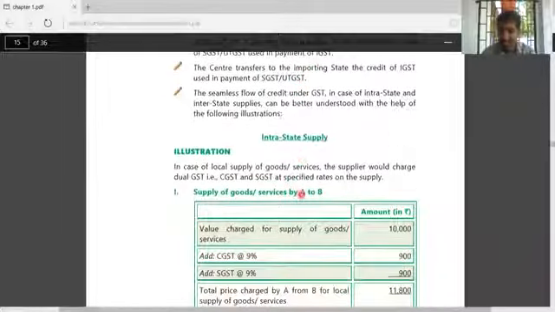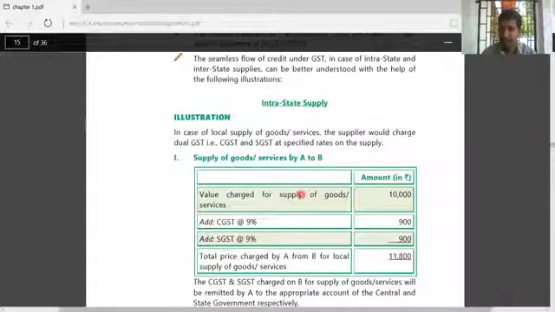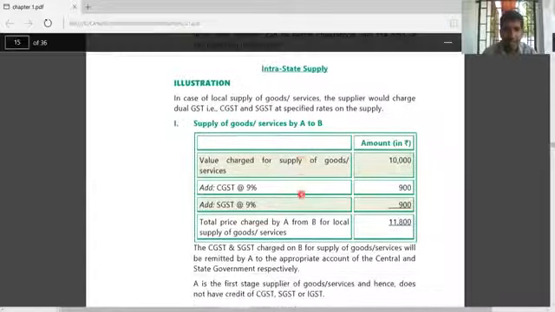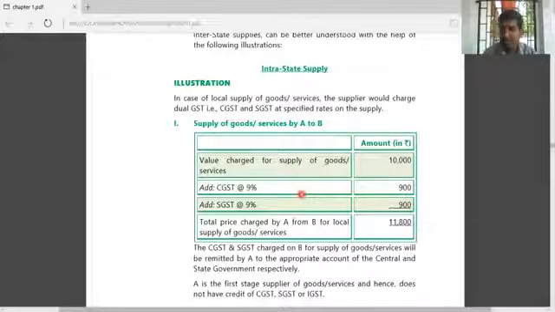Now, this is an illustration. The transactions I have depicted are summarized in this illustration. Let's discuss this illustration. In case of local supply of goods or services, the supplier would charge dual GST, that is CGST and SGST. So we have discussed, in case of intrastate supply, the supplier will charge CGST and SGST.